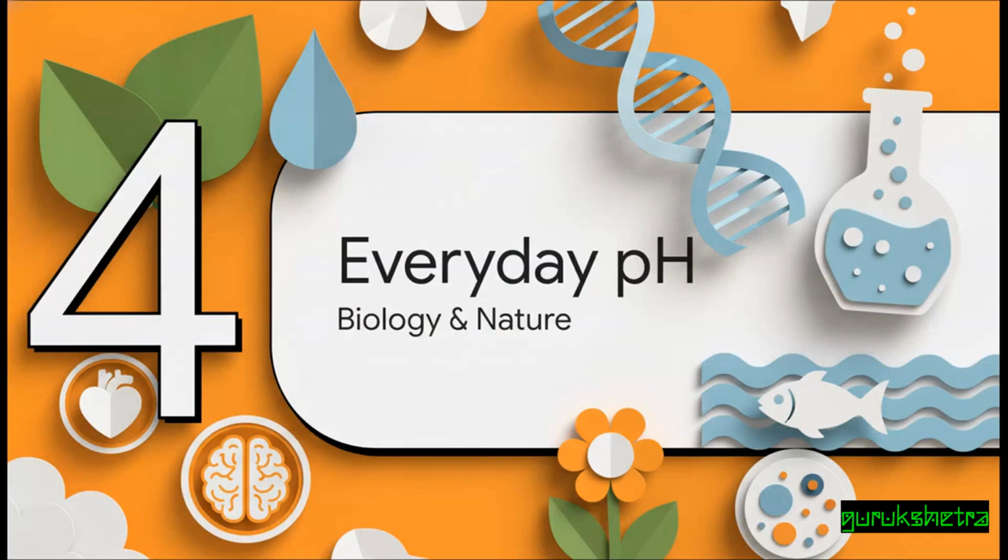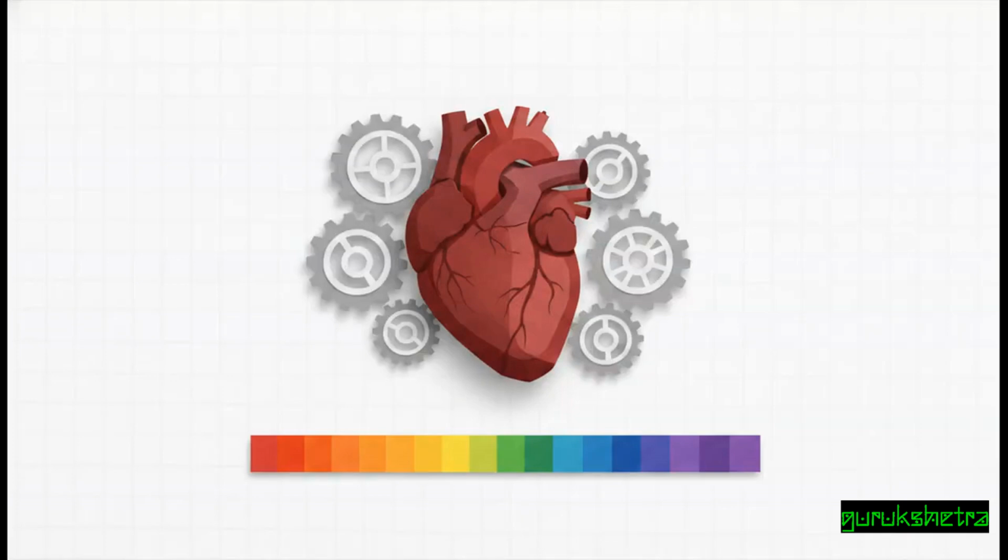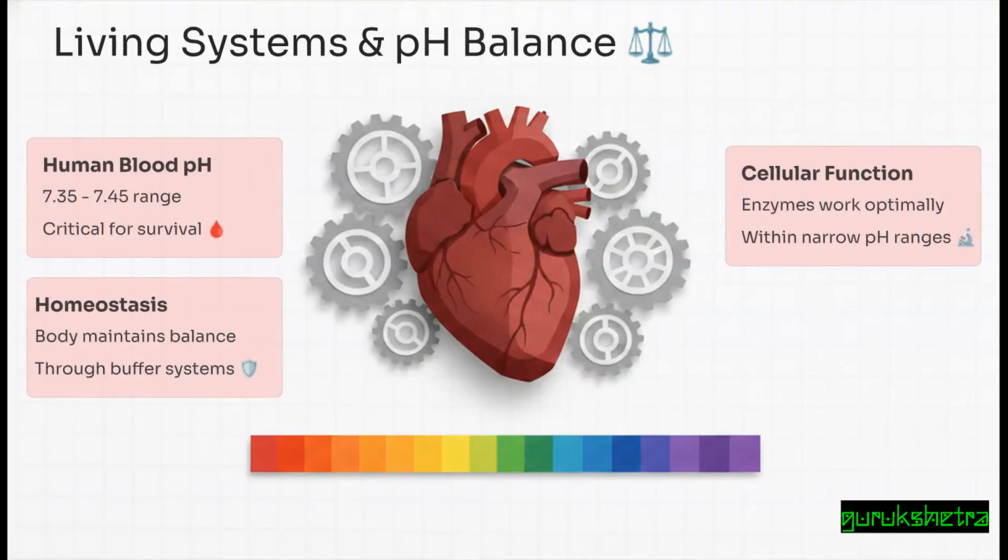Finally, let's jump into section 4, pH in everyday life. Let's start with the most important thing, you. Your very survival depends on this exact chemistry. Human homeostasis actually requires your blood pH to be maintained within an incredibly narrow critical window of 7.35 to 7.45. If you step outside this tiny range, the enzymes that run your cellular functions just stop working. Your body uses these amazingly complex buffer systems to constantly monitor and maintain this delicate balance. So yeah, regulating your internal pH is quite literally a matter of life and death.